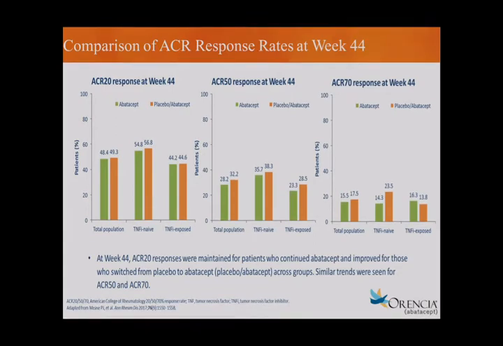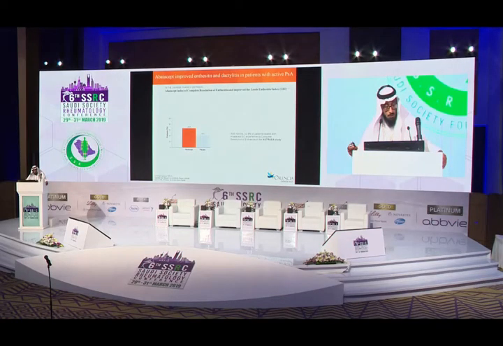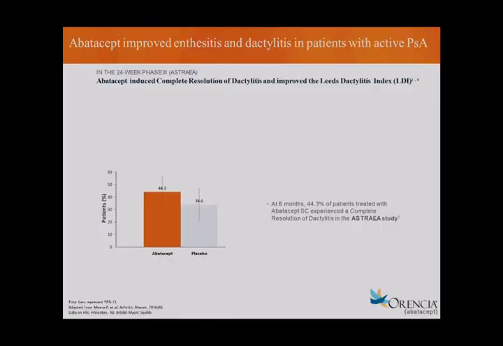There was also a numerical superiority for abatacept over the placebo in the disability index and HAQ score, and also in the enthesitis and dactylitis. Almost 30%, or a third, of the patients on abatacept showed complete resolution of their enthesitis, while almost 20% of patients on placebo achieved this. 44% of patients on abatacept had complete resolution of their dactylitis. However, all of these differences were not of statistical significance.